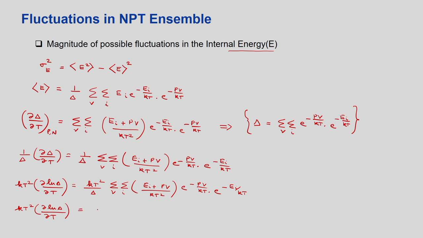This will be equal to 1 upon delta, because the KT square cancels out. So it will be 1 by delta. Then you have the number of states as it is. Now try to open this bracket.